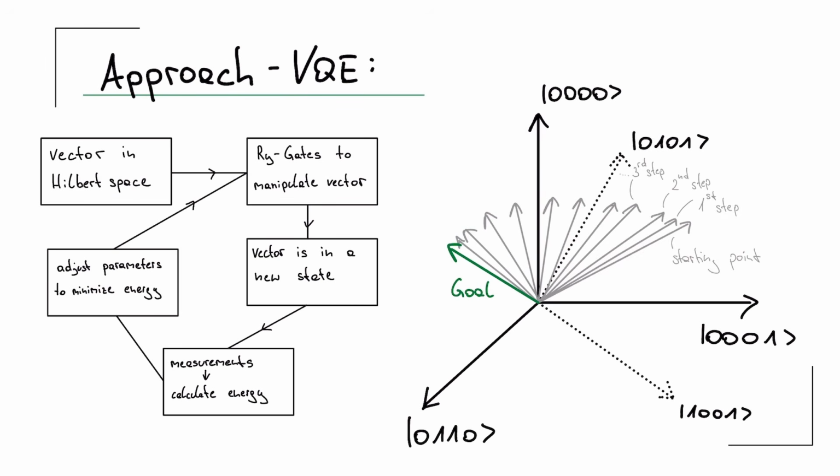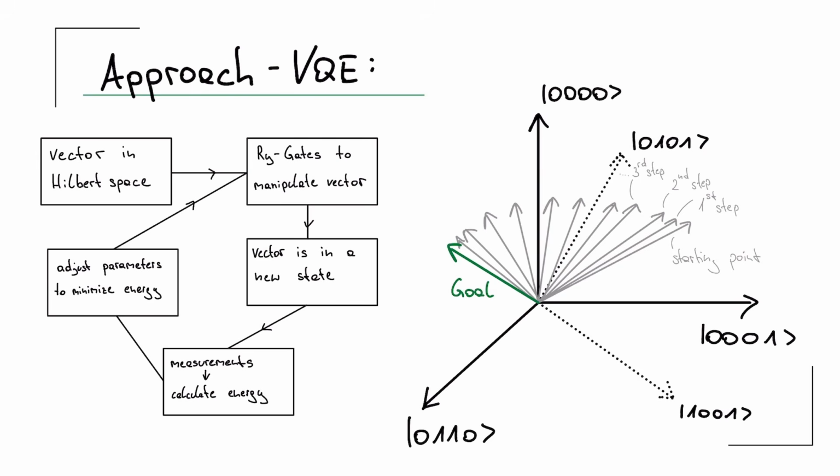Each of these RY gates has a parameter. This parameter is randomly initialized at the beginning and determines how much and in which direction our state vector is rotated. So we start with an initial set of parameters, apply the RY gates, and our vector then moves to a new position in the Hilbert space.